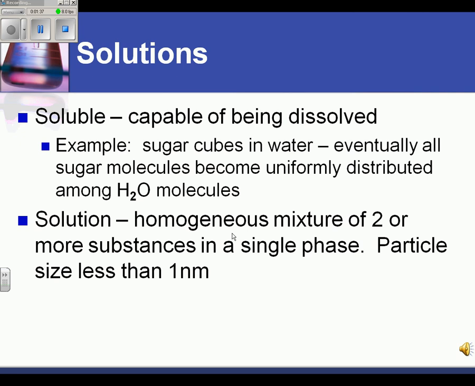A solution is a type of homogeneous mixture, and it's two or more substances in a single phase. The way it's classified is it has very tiny particles. The particle size is less than 1 nanometer. And if you'll remember, that's 1 times 10 to the negative 9 meters. We're talking something really small there.